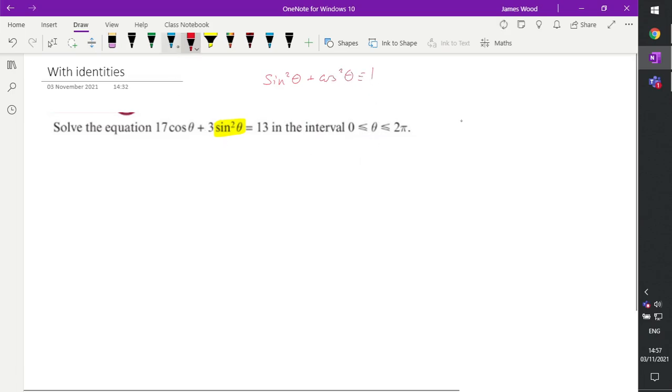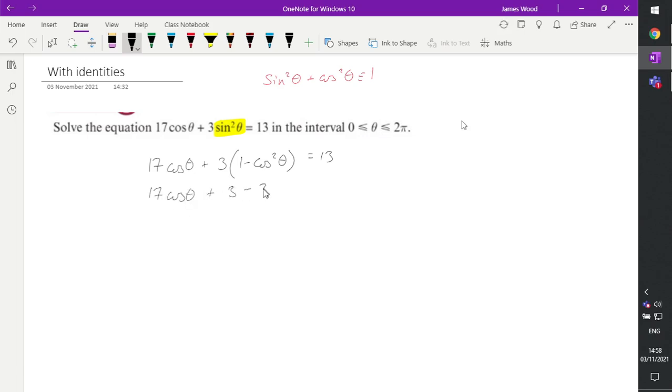So I can use this to rewrite it as 17 cos theta plus 3 times, and instead of sine squared, I can write 1 minus cos squared theta, equals 13, and then I can rearrange this. I'm just going to rewrite it as a quadratic. Once we get to that point, we can either try and factorize it, or we can just use our calculator to solve it. I think I'm just going to use my calculator to solve it.